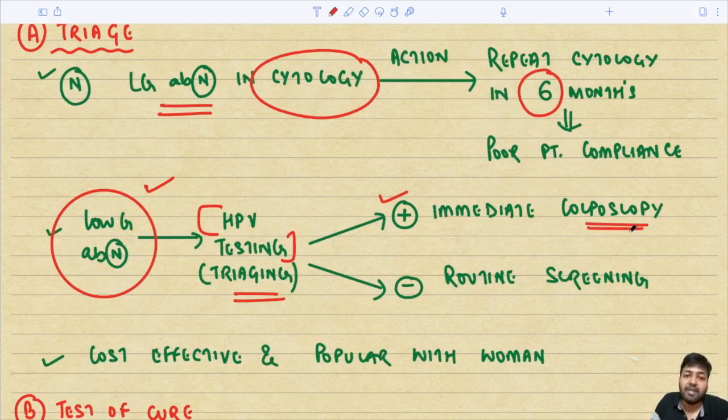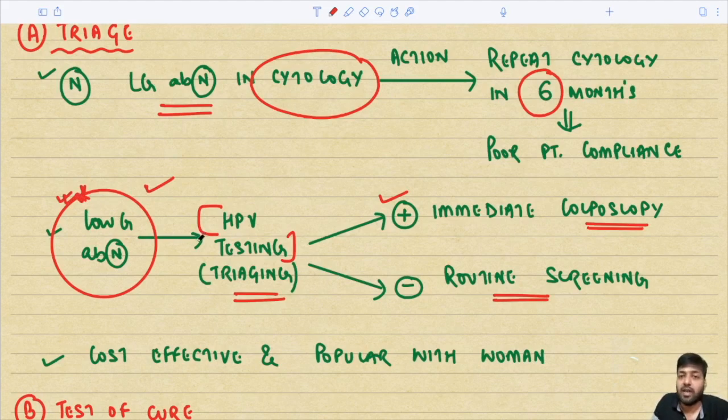If the HPV test comes out to be negative, then the patient will be returned to routine screening, the 3-yearly and the 5-yearly screening that we have seen. Why is it called triaging? Because only those cytological smears which are showing low grade abnormality are further subjected to HPV testing.